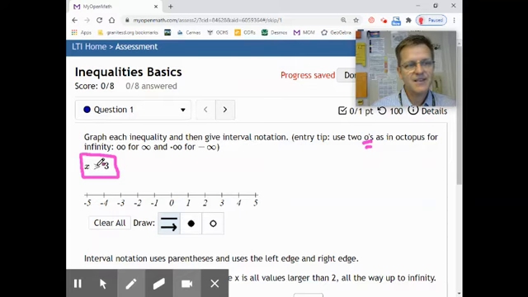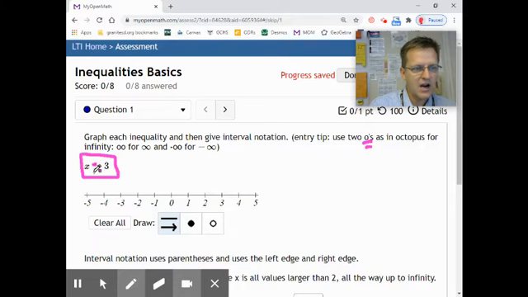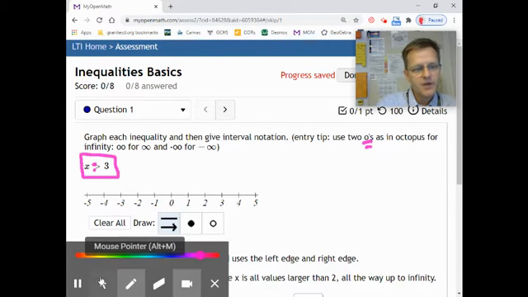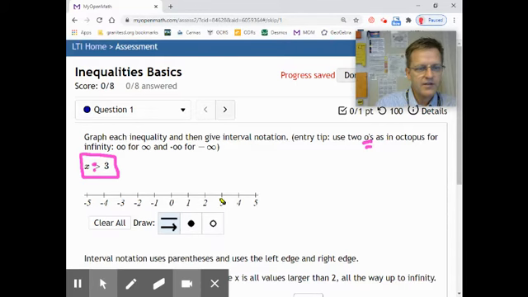So this says x is greater than 3. Now, how do we know this is greater than and not less than? Well, notice that the alligator is trying to eat the X, right? If we put some teeth on here, it's like a little monster. It's trying to eat the X. So that means the X must be bigger than the 3. So when we go to graph this, we're going to say here that X is larger than 3.